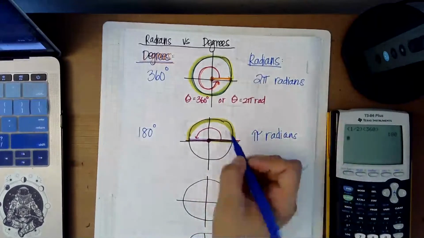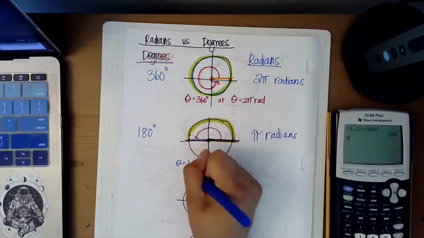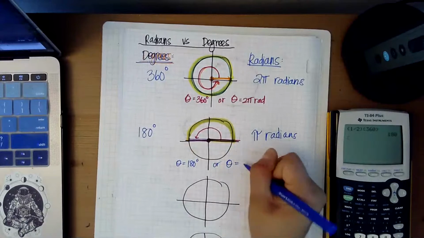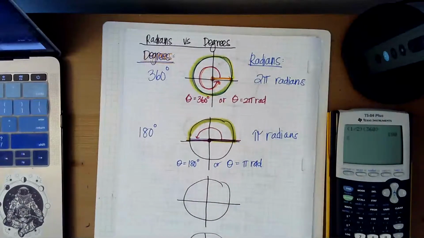So again, 1/2 revolution on my unit circle means that my theta is equal to 180 degrees, or this means theta is now equal just to 1 pi radians. Okay?